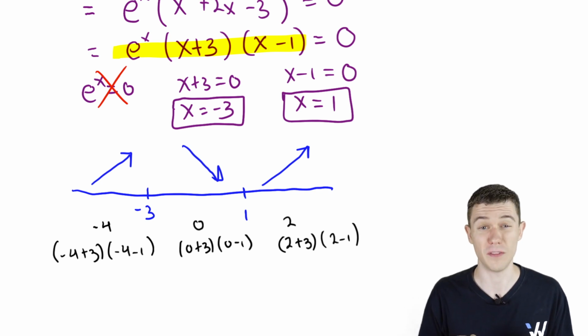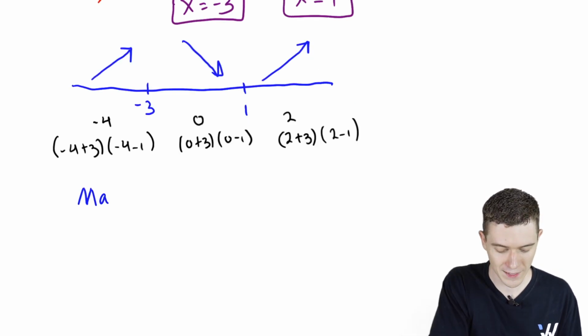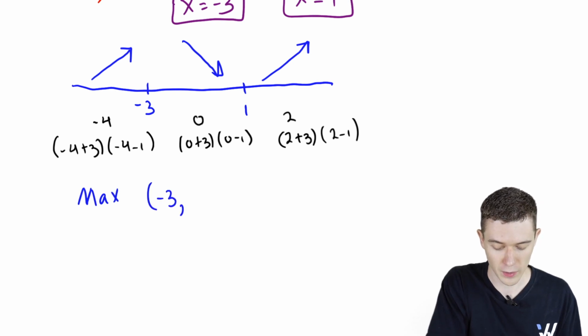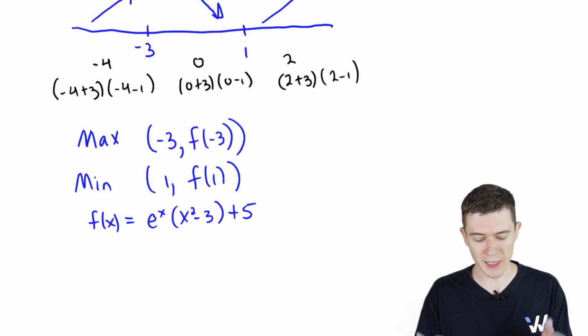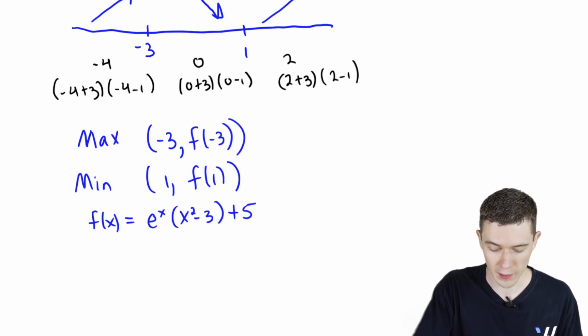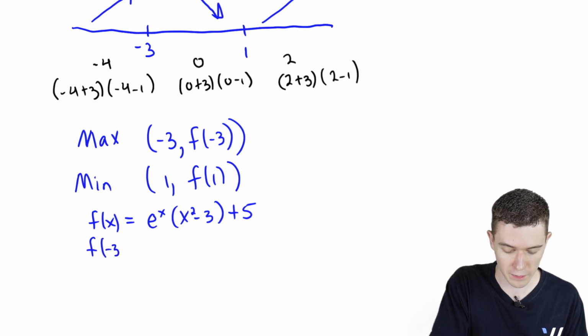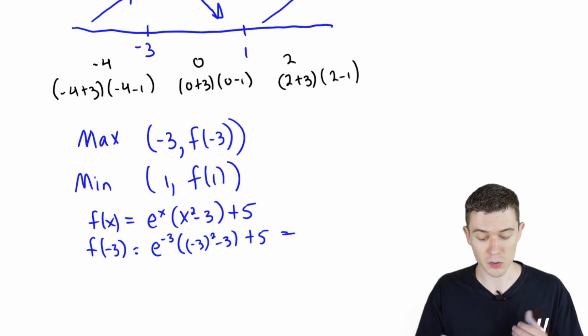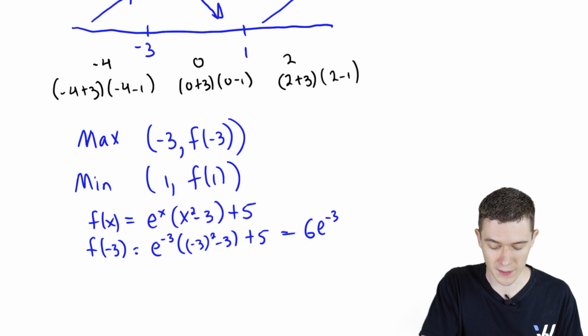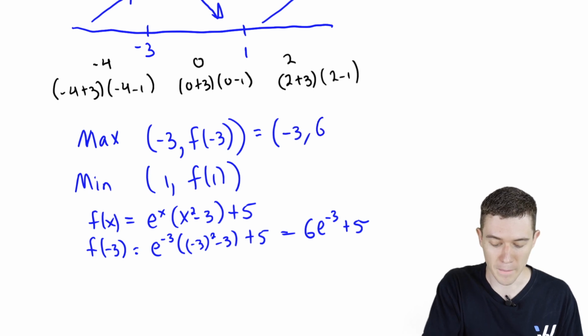Let's plug them in and actually find the extrema. We concluded we have a max at -3 as an x value, and we have to plug in -3 to find the y value. We also have a minimum at 1, and we have to plug in 1 to find that y value. Our function was e to the x times x squared minus 3 plus 5. Let's just sub these in. If we plug in -3, this would be e to the -3 times -3 squared minus 3 plus 5. 3 squared is 9, minus 3 is 6. We'll just call this 6 e to the -3 plus 5. That's our y value, f of -3, which is a maximum of our function.